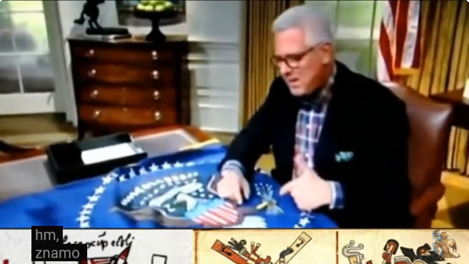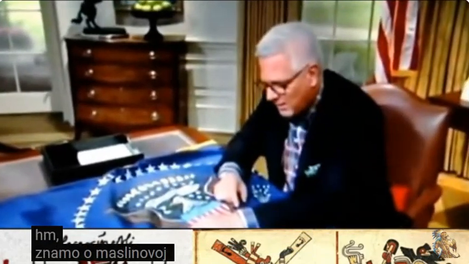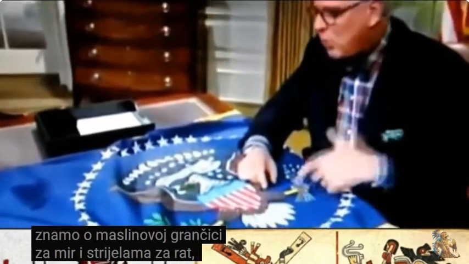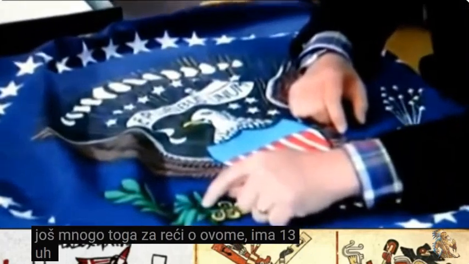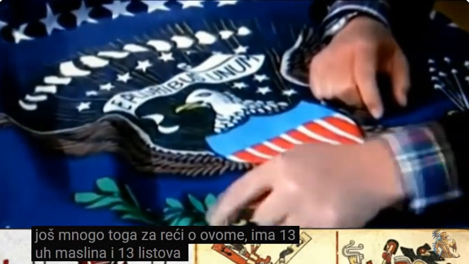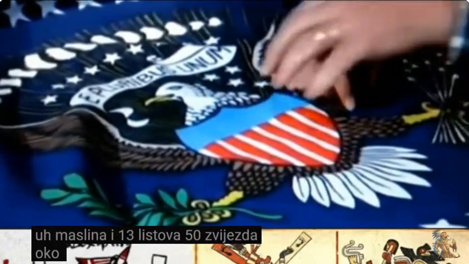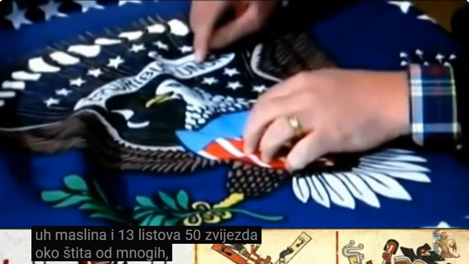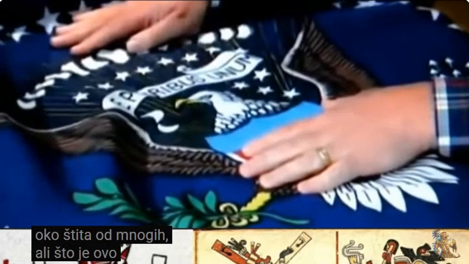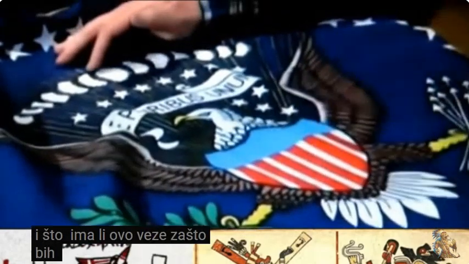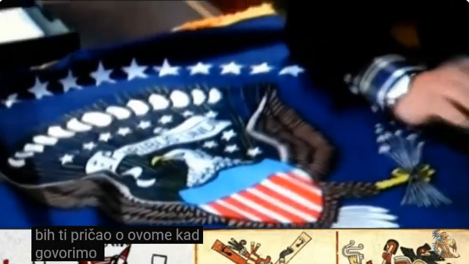We know about the olive branch for peace and the arrows for war. There's much more to tell about this. There's 13 olives and 13 leaves, the 50 stars around the shield, from many one. But what's this? And what does this have to do with it? Why would I be telling you this when we're talking about Israel?